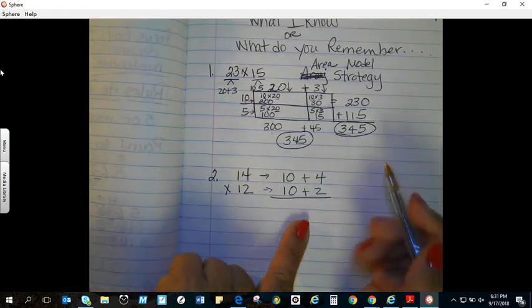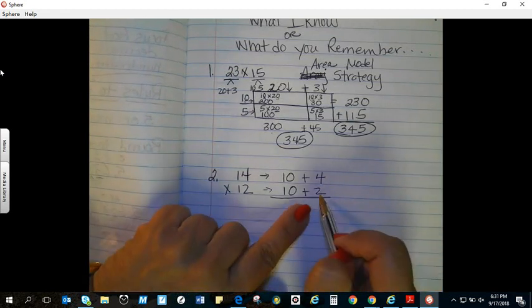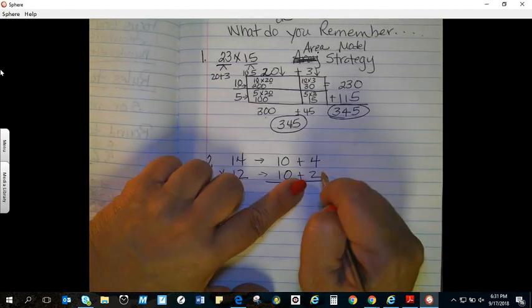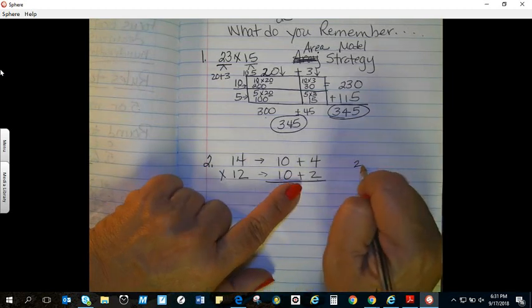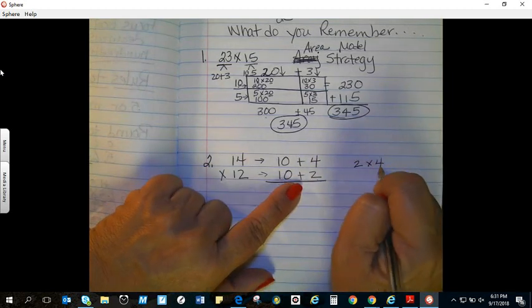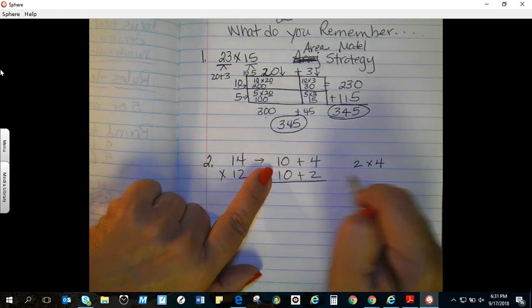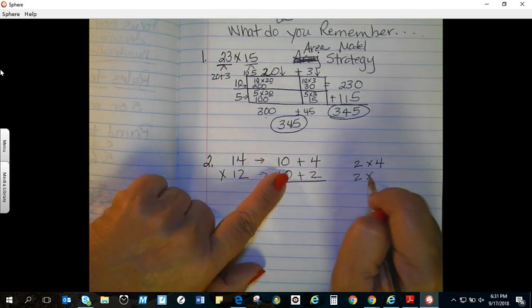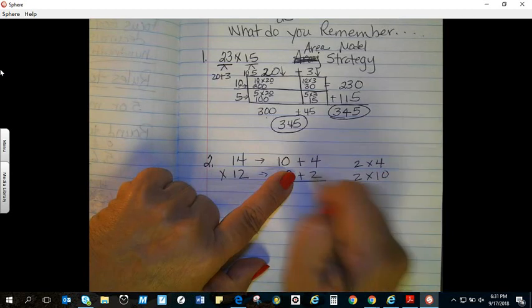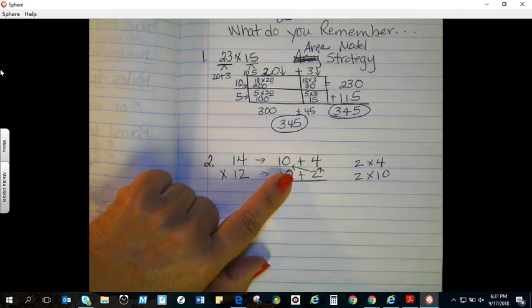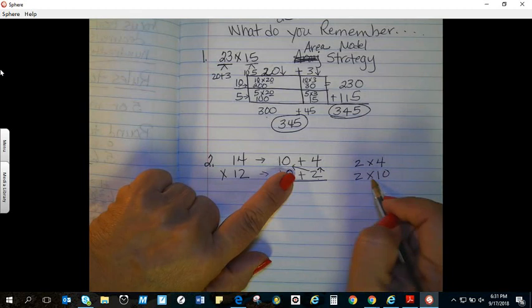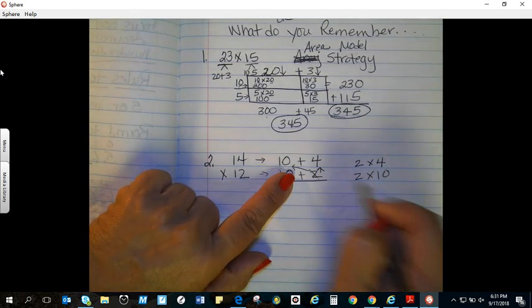Okay? And because I know this, now I can just multiply out. Here I'm going to have a 2 times 4, 2 times 10. So I'm just moving it out. I hear somebody shouting out, hey, that's like the bow tie. Yep, something like that. Absolutely right. And now I'm done with my 2s, and now I'm going to go to my 10s.